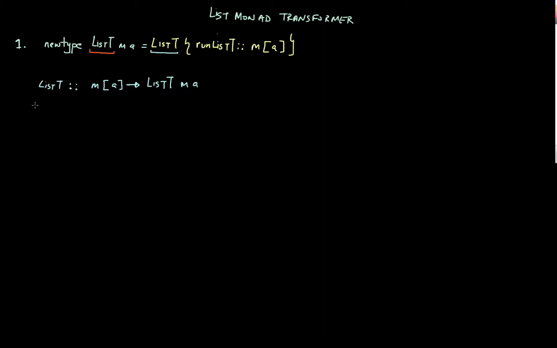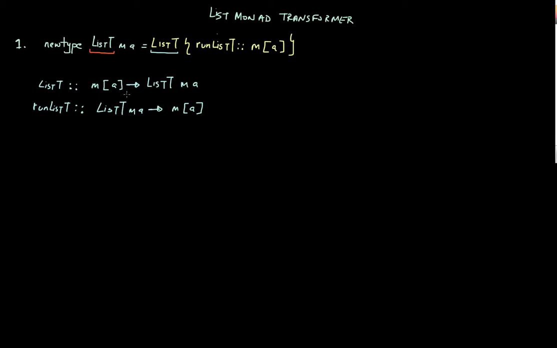And likewise, if I write the type signature for my method runListT, it takes in some value of type ListT m a, and gives me back some value of the type m of a. Okay. So these are just some of the obvious things that I can at least infer from the following newtype definition of my ListT m a.